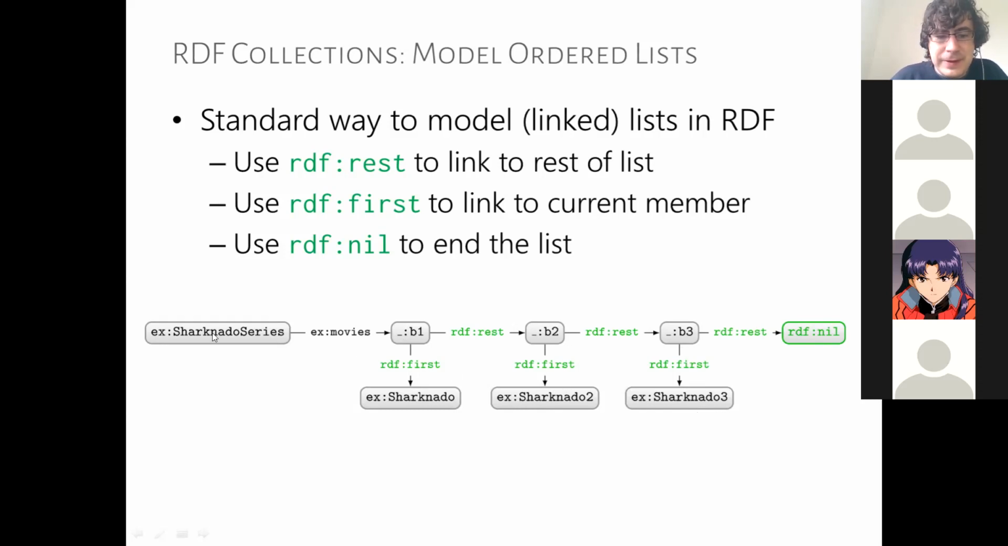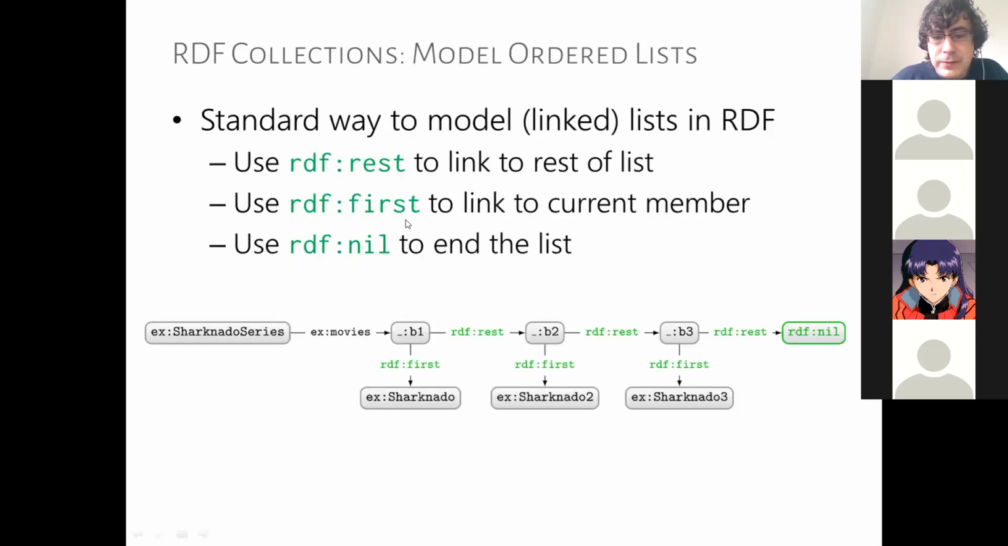So what this effectively says is the Sharknado series, the first one was Sharknado, the second one was Sharknado 2, and the third was Sharknado 3. Although it says here first every time, this is just the first element of the list and the rest is here. So essentially, if we follow the entire structure of the linked list, we'll see the first element, second element, and third element of the list. So we can represent order. It's just a little bit awkward, right? We have all of these triples to connect, and we need these blank nodes here. Well, we could use IRIs here as well if we wanted, but typically we'll use blank nodes to connect the structure.